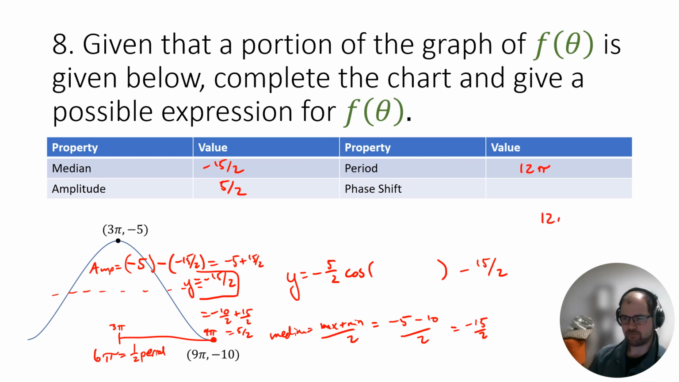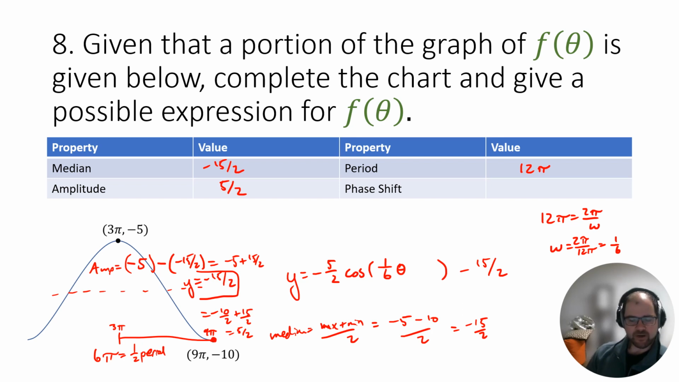But the period of 12 pi is 2 pi over omega, the multiplier on theta. So reciprocate both sides and multiply by 2 pi, and you'll get that omega is equal to 2 pi over 12 pi. Pi's cancel, 2 over 12 is 1/6. So I have a 1/6 theta here.